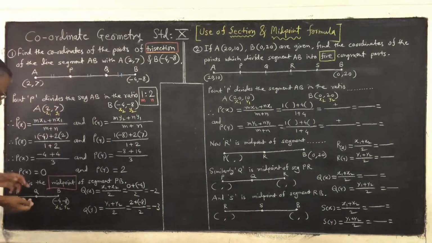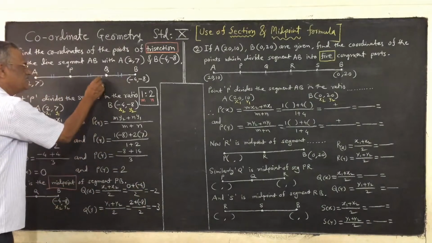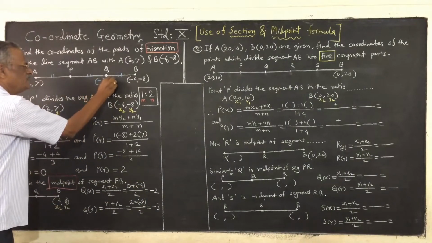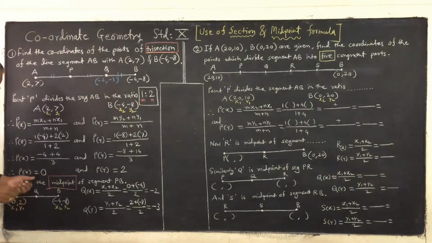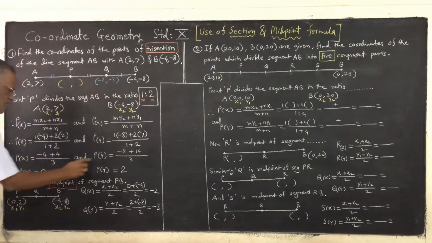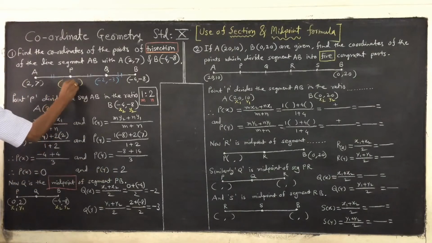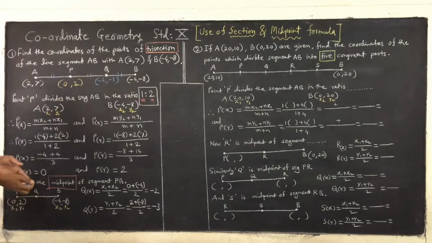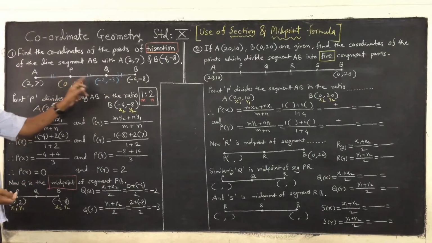So these are the coordinates of point Q. What are the coordinates you are finding? -2, -3. This is your final answer. -2, -3. And what about P there? It is P point. Coordinates are 0, 2. So we are getting 3 equal parts there.